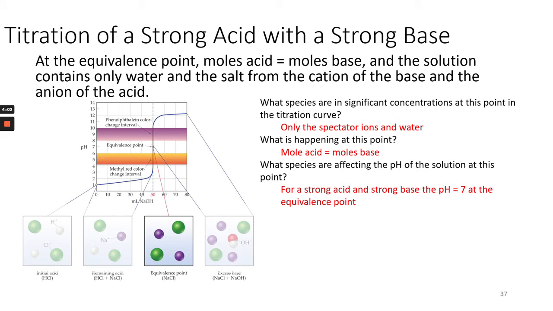So now we're going to talk about the equivalence point, which is right here. At the equivalence point, the moles of your acid must equal the moles of your base. And at this point, your solution is only going to contain water and the salts from the cation of the base and the anion of the acid. Again, this is for a strong acid and a strong base. So what species are in significant concentration at this point? You're only going to have your spectator ions and water. What is happening at this point? The moles of your acid must equal the moles of your base. And for a strong acid and a strong base, the equivalence point occurs at a pH of 7.